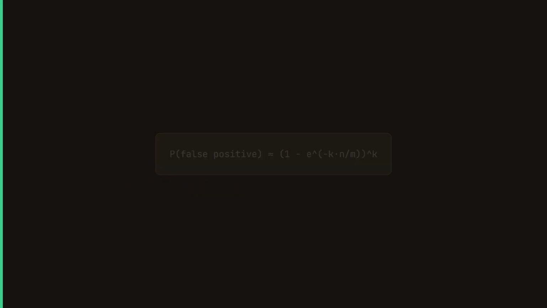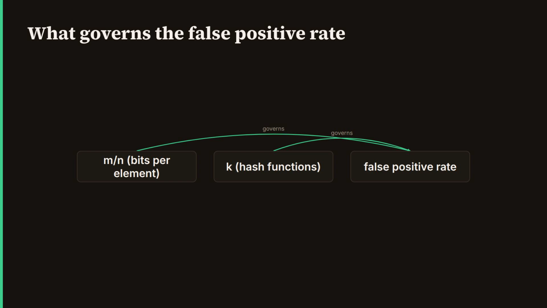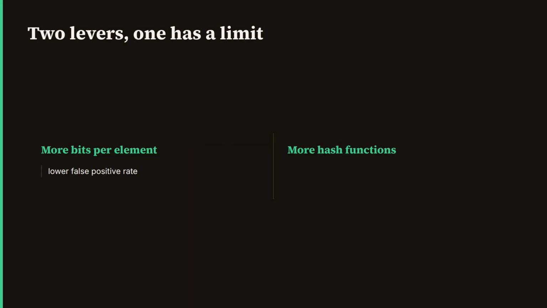That false positive rate is not a mystery, it is a formula. The probability of a false positive works out to approximately (1 minus e to the power of negative kn over m), all raised to the k. That looks dense, but the intuition is simple. It is governed entirely by the ratio of bits to elements, m over n, and by how many hash functions k you run. More bits per element, lower false positive rate. More hash functions, up to a point, also lower.